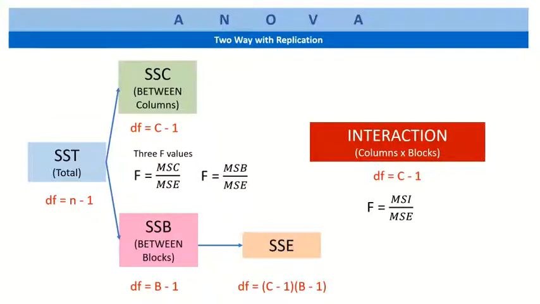So this is now the procedure for two-way ANOVA with replication. Not only did we get the sum of squares between columns and the sum of squares between blocks, but we also looked for the interaction between our blocks. Okay, so bear that in mind if you do two-way ANOVA with replication. You need to look for the significance of the interaction between your blocks.